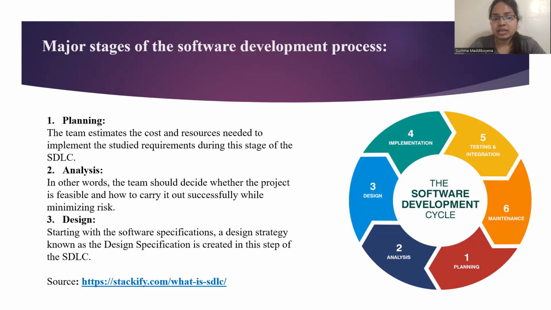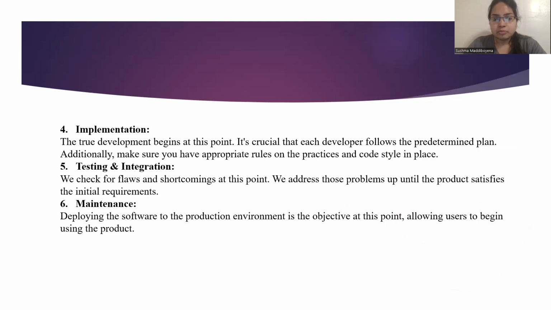In the second stage, analysis, the team should decide whether the project is feasible and how to carry it out successfully while minimizing the risk. The third stage would be design. A design strategy known as design specification is created in this step of SDLC. Proceeding further, the fourth step would be the implementation. The true development actually begins at this stage. It is very crucial for each developer to follow the predetermined path. Additionally, make sure you have appropriate rules on the practices and code style in place.